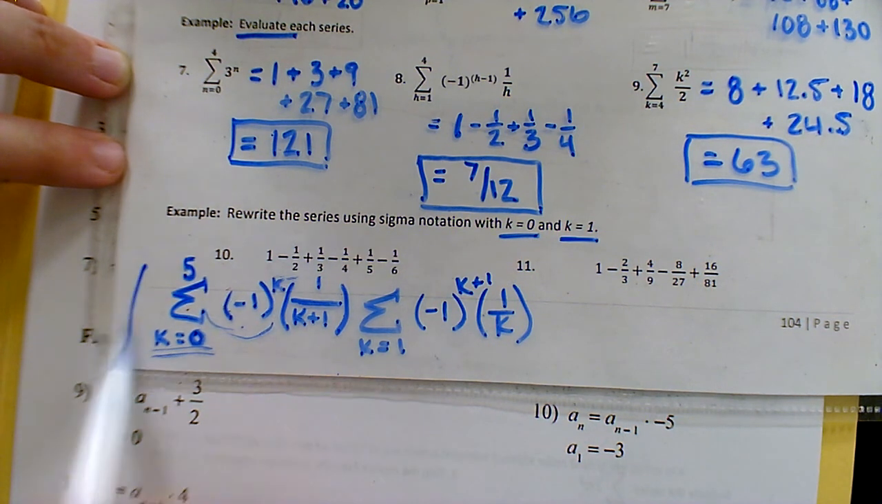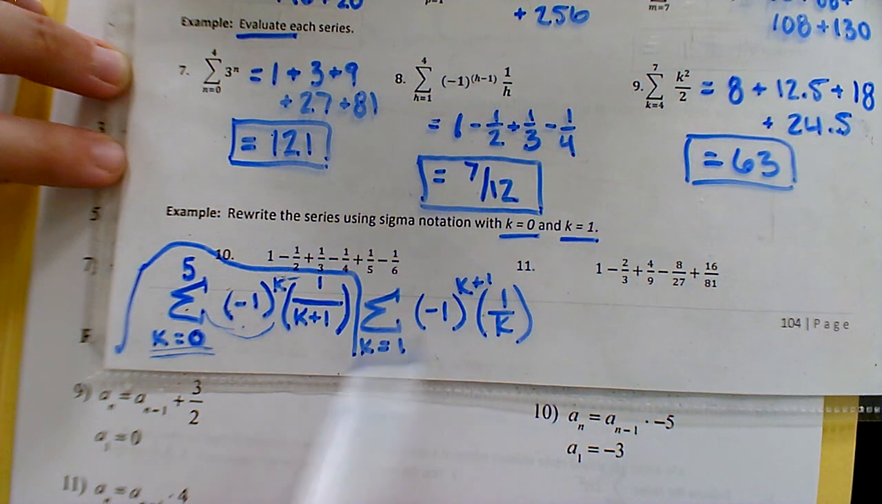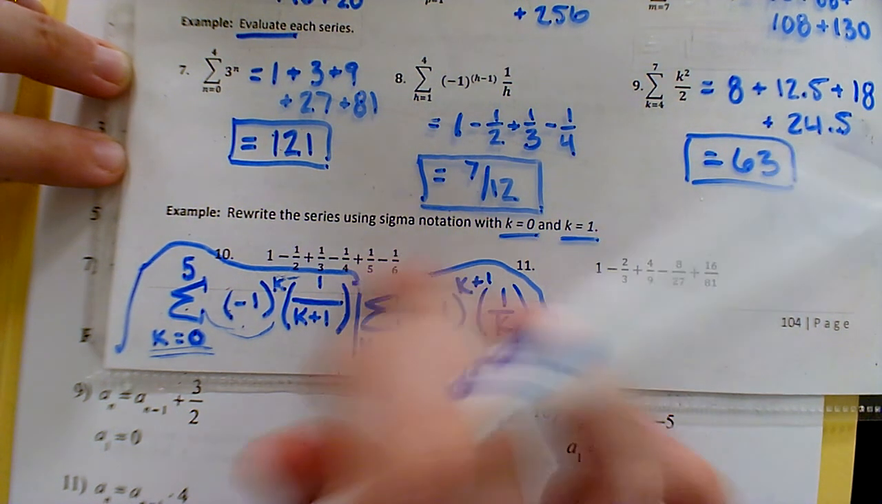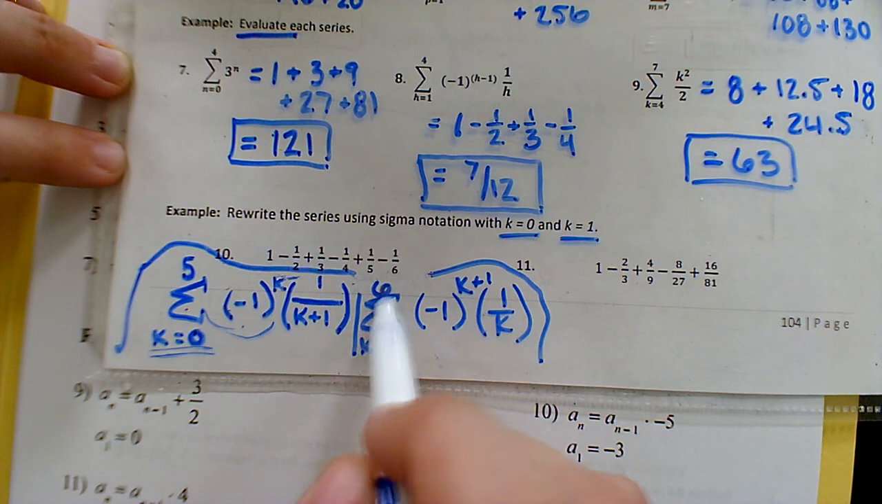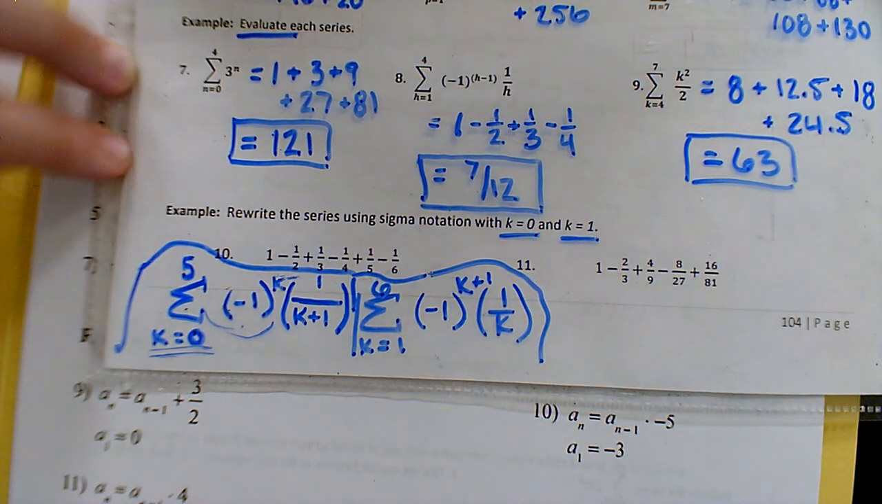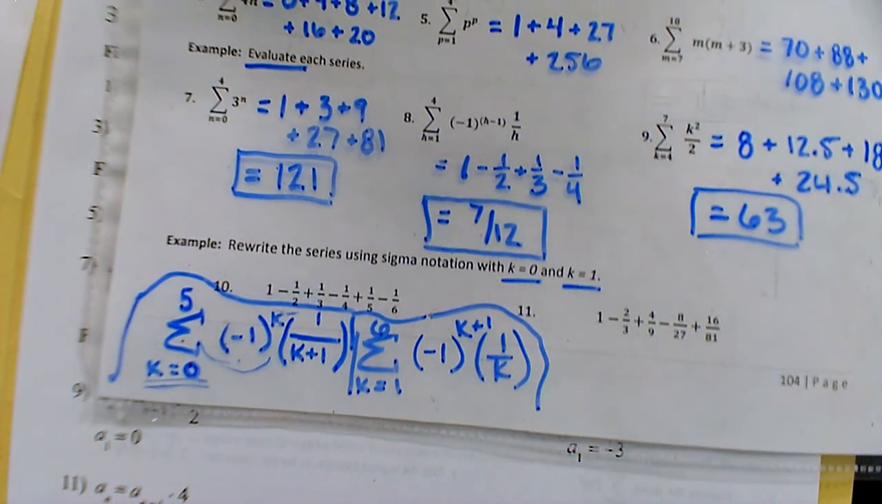So notice how the summations might change depending on the starting value that you want. The ending value for the second one would be 6, because if you start with 1, you have 1, 2, 3, 4, 5, 6 terms. We'll try number 11 as an example on Monday, all right?